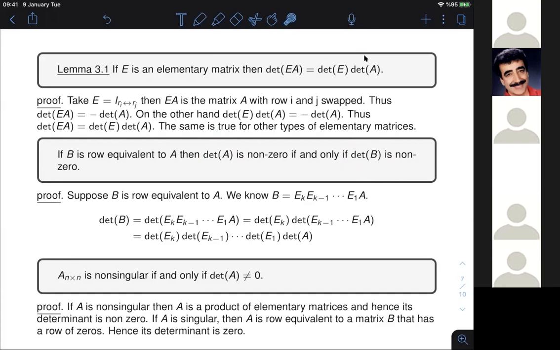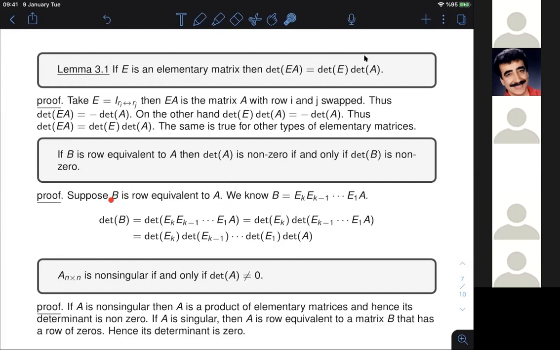How do we see that? The proof of this property depends on the previous things we have seen in the class. Suppose B is row equivalent to A. What does it mean to be row equivalent? Row equivalent means B can be obtained from the matrix A by using elementary row operations. Those three types of elementary row operations, you use them and you end up with B. Then you say B is row equivalent to A.